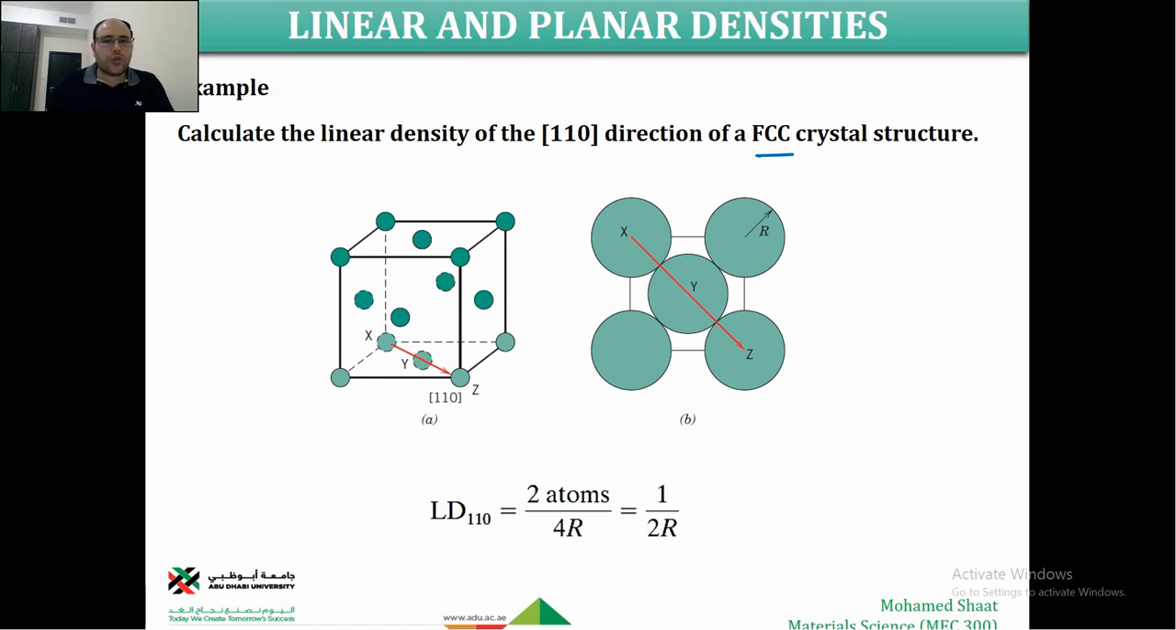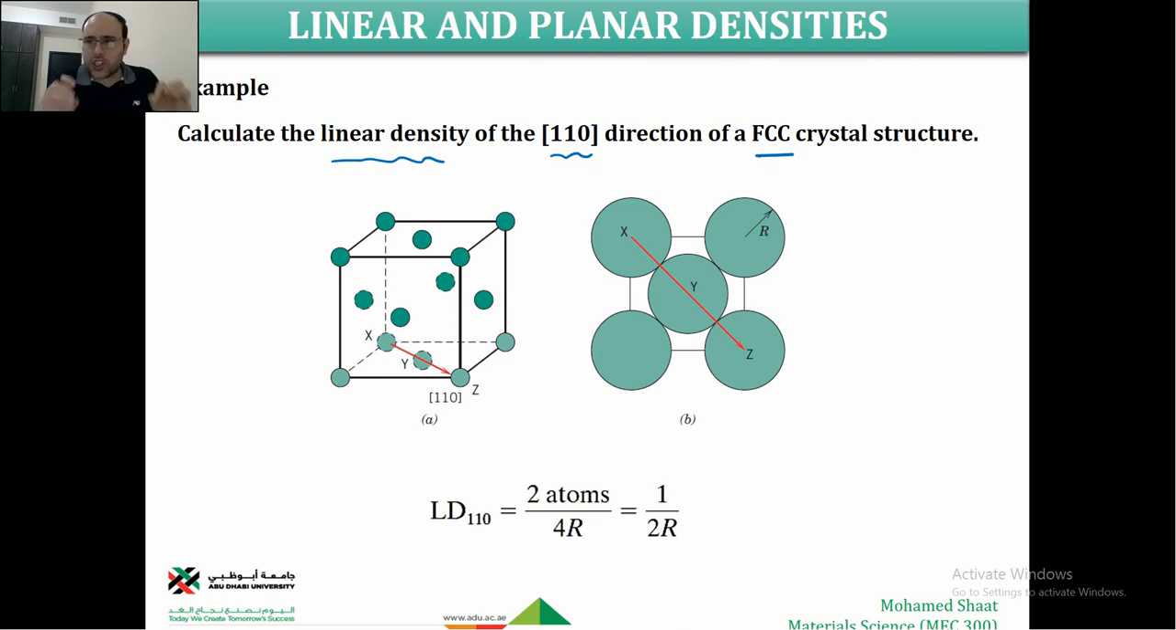And it is required to calculate the linear density of this direction. We said that any three indices squeezed or confined in a square bracket indicates a direction. So here we are talking about linear density. There is no linear density for a plane. The linear density should be for a direction. The direction is the 110 direction within the FCC crystal structure.